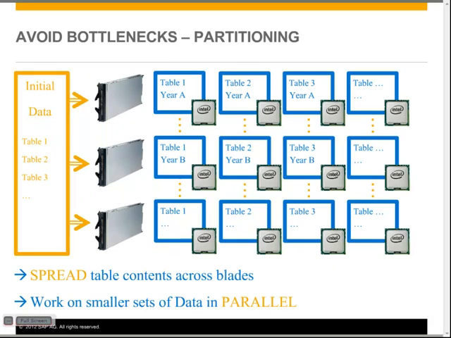So just like in a traditional database, you can partition a table. The difference is that HANA can then spread the table's content across blades and work on smaller sets of data in parallel, because of its in-memory clever calculation engine. But this gives further possibilities to avoid the bottlenecks in data processing.